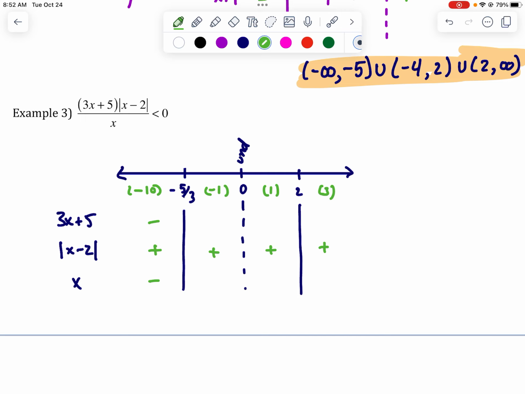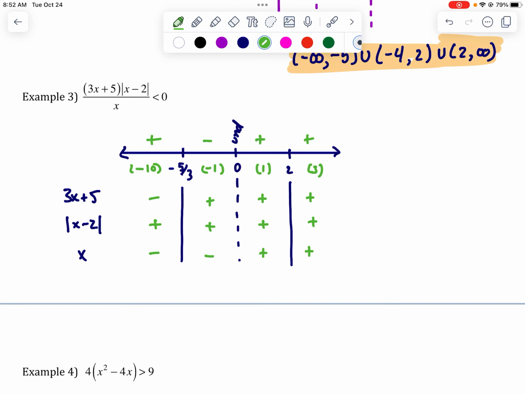So when I multiply and divide a negative, positive, negative, it's going to come out positive. Plug in -1, this is going to be positive, negative, so negative, and then at 1, positive, positive, and at 3, we are positive and positive, so positive. All right, so I want to know when it was less than 0, so just where is it negative? In this case, the only place it's negative is right there. So my answer then would be from -5/3 until I get to 0.